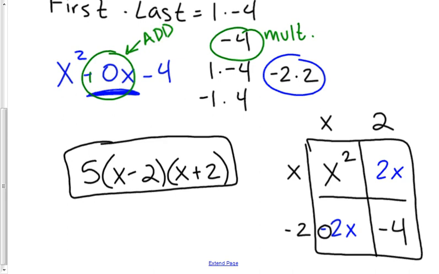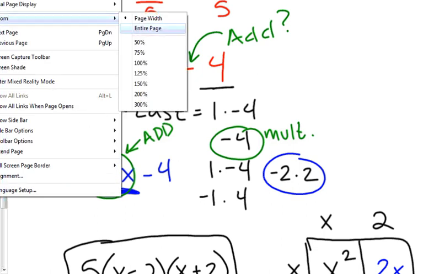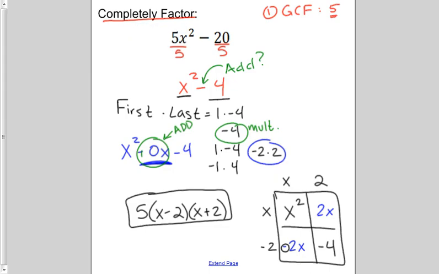So to recap real quick, when you have a binomial where you've got an x squared term and then a constant term without an x, and you've got no middle term, that middle term is 0. So you go through the steps just like we did with any other trinomial. First times the last gives you the number that you need to multiply to, but now you need to add to get 0. It's the only change.